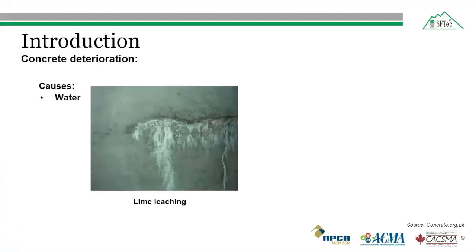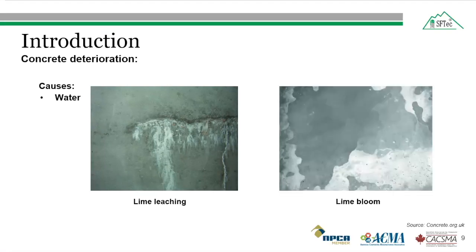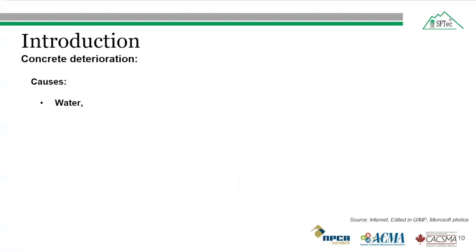Leaching of the lime compound can lead to the formation of calcium carbonate or calcium sulfate on the surface of the concrete. And there is another phenomenon, lime bloom, which appears as white patches or an overall lightening of the surface of the concrete, which is generally a cosmetic problem. Lime weeping is caused by water leaking through the concrete and dissolving calcium hydroxide from the matrix. Significant leakage can lead to durability problems.